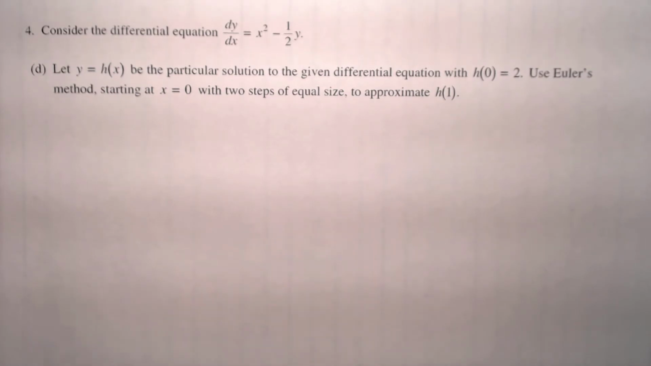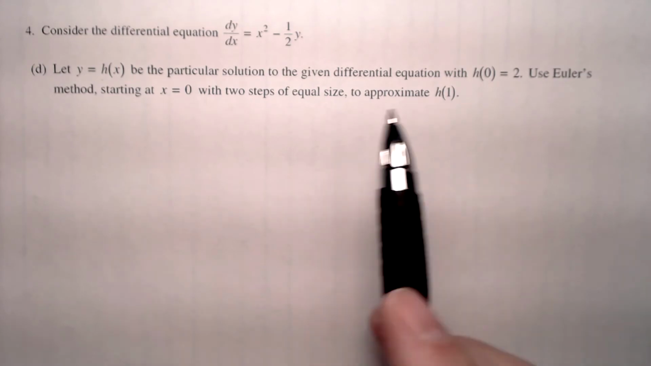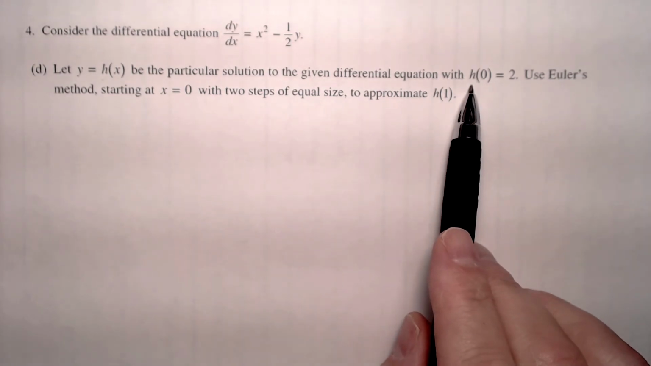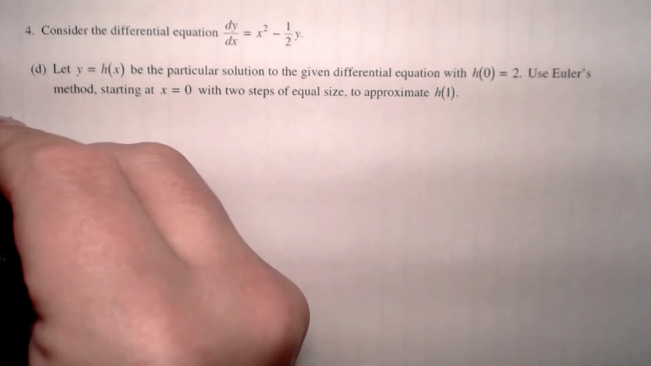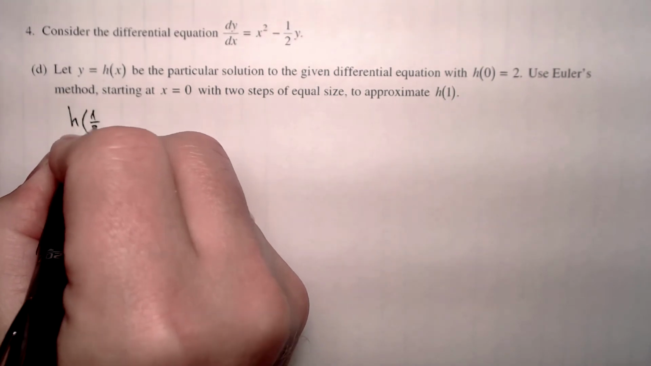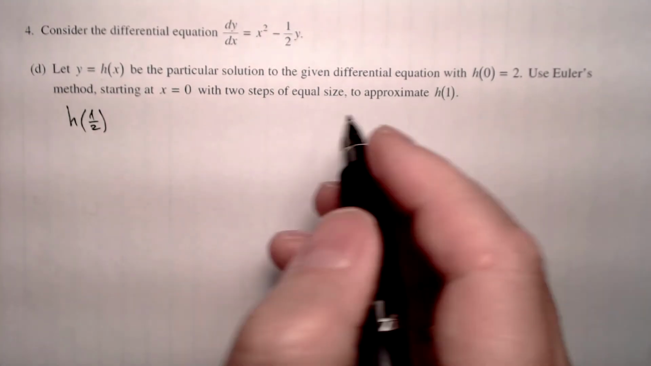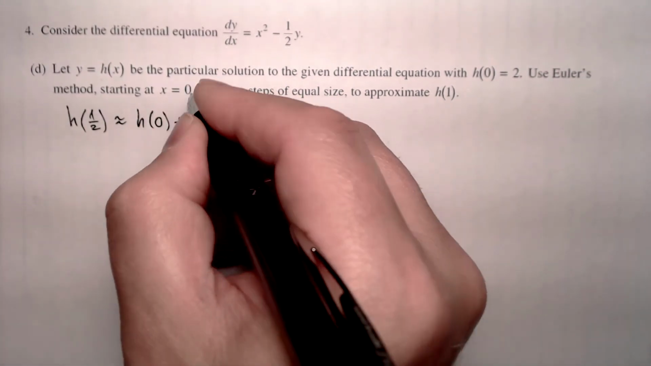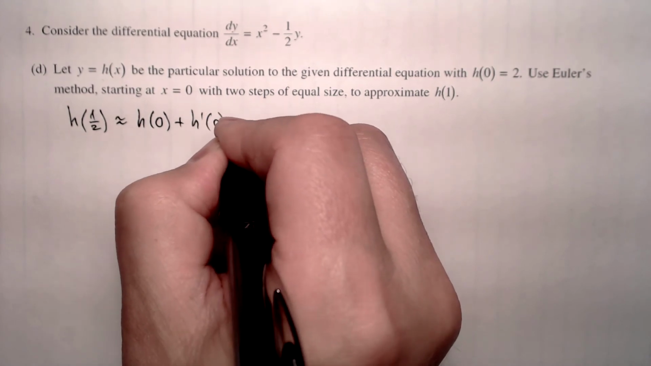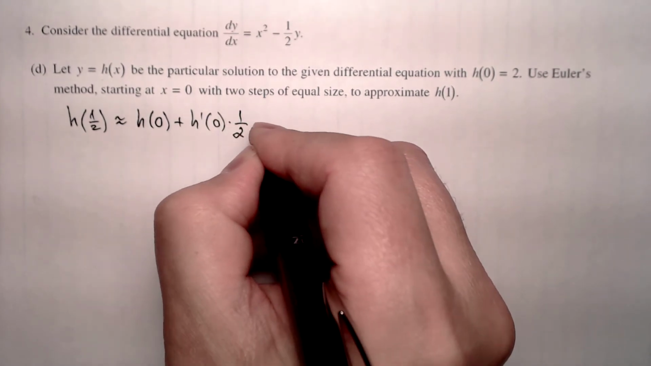In this question, we are given that h of x is a particular solution to this differential equation with the initial condition h of 0 is equal to 2. And we need to use Euler's method starting at 0 to approximate h of 1 with 2 steps. And so h of 1/2, that's halfway to 1, is approximately equal to h of 0 plus h prime of 0 times the step, which is 1/2.